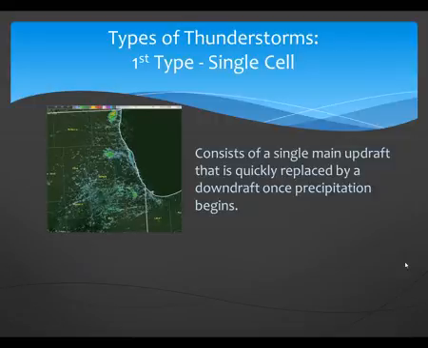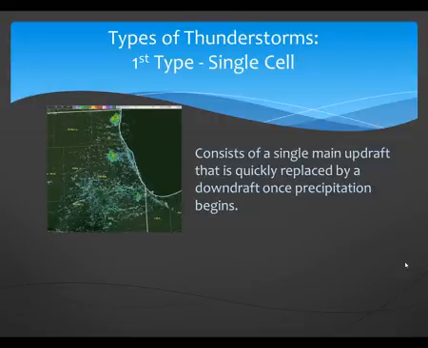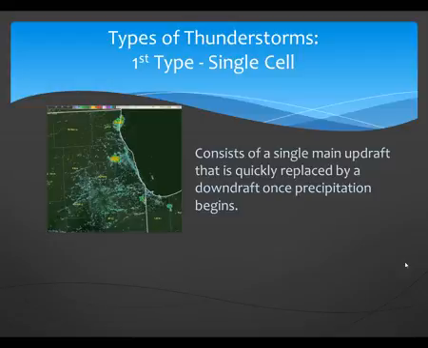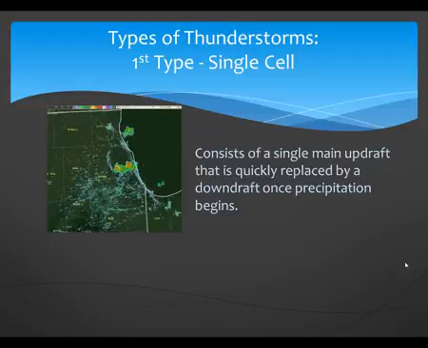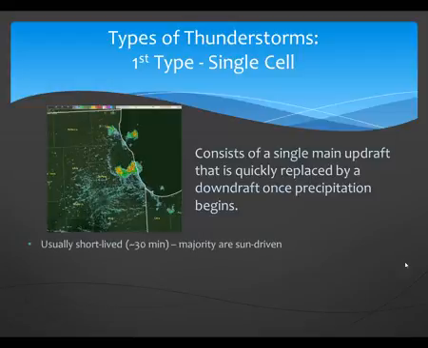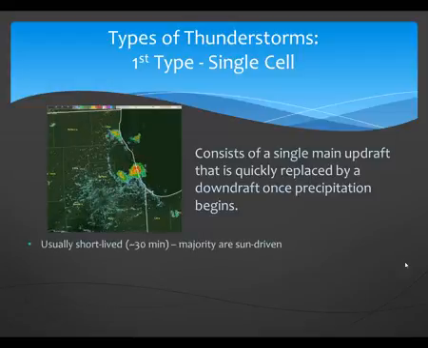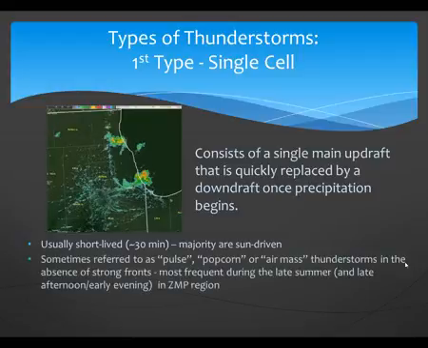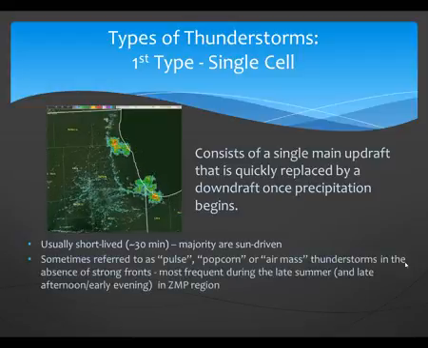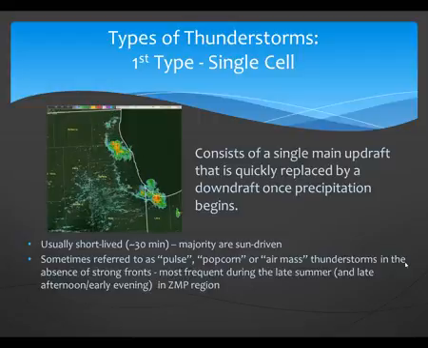So let's look at the different types of thunderstorms. The first type we'll look at are the single cell thunderstorms. These consist of a single main updraft that is quickly replaced by a downdraft once precipitation begins. They're usually short-lived, maybe around 30 minutes, and the majority are sun-driven. They're sometimes referred to as pulse, popcorn, or air mass thunderstorms in the absence of strong fronts.